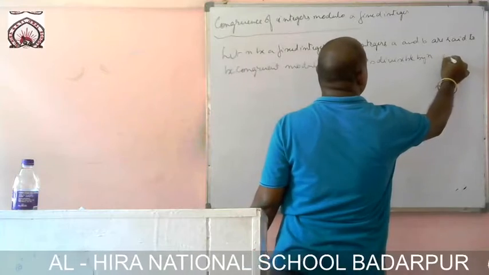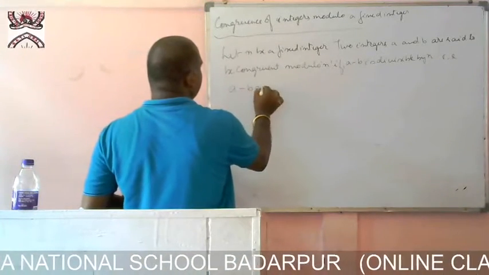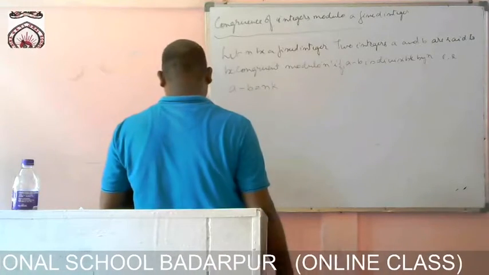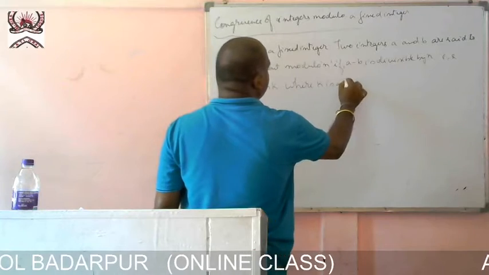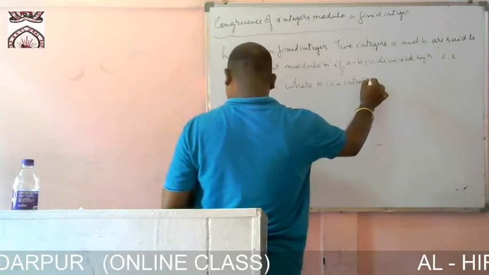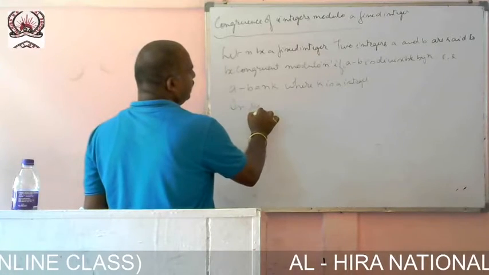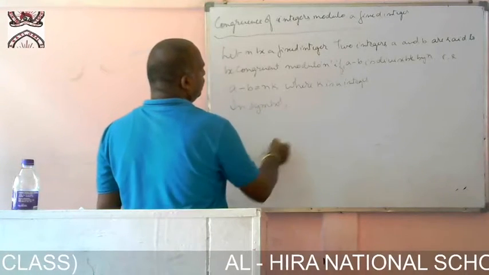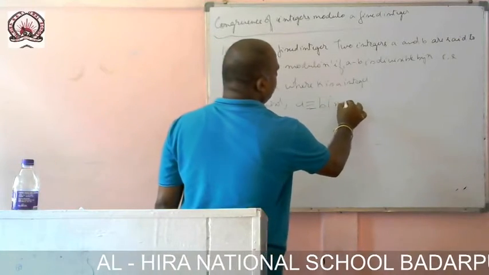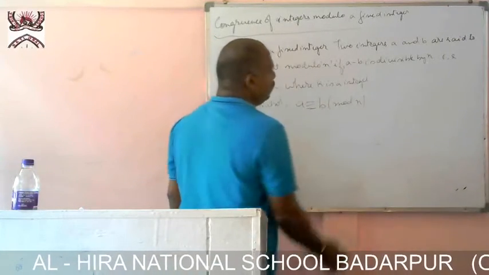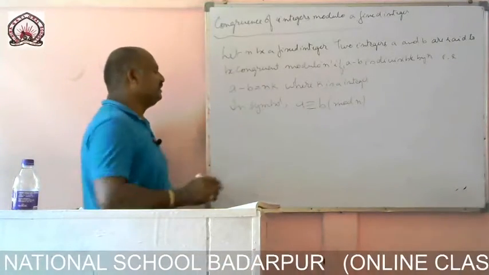That is, a minus b equals n into k, where k is an integer. In symbols, you can write a congruent b mod n. Okay. Now, let us take an example.